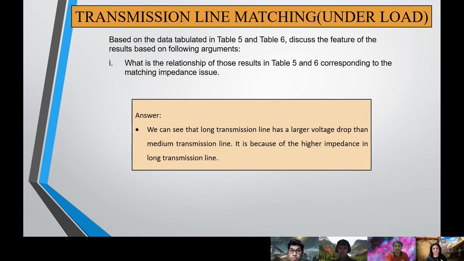Okay, based on the data tabulated in table 5 and table 6, discuss the feature of the results based on the following arguments. So question 1 is, what is the relationship of those results in table 5 and 6 corresponding to the matching impedance issue? So the answer, we can see that the long transmission line has a larger voltage drop than the medium transmission line. It is because of the higher impedance in the long transmission line.